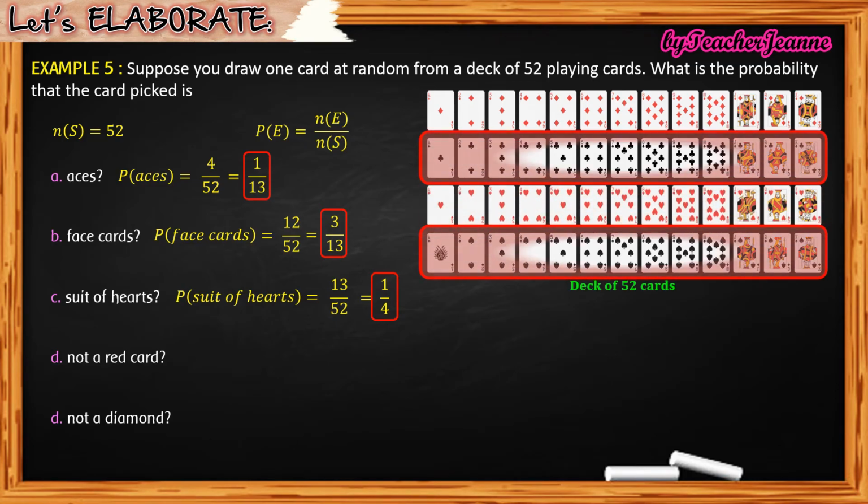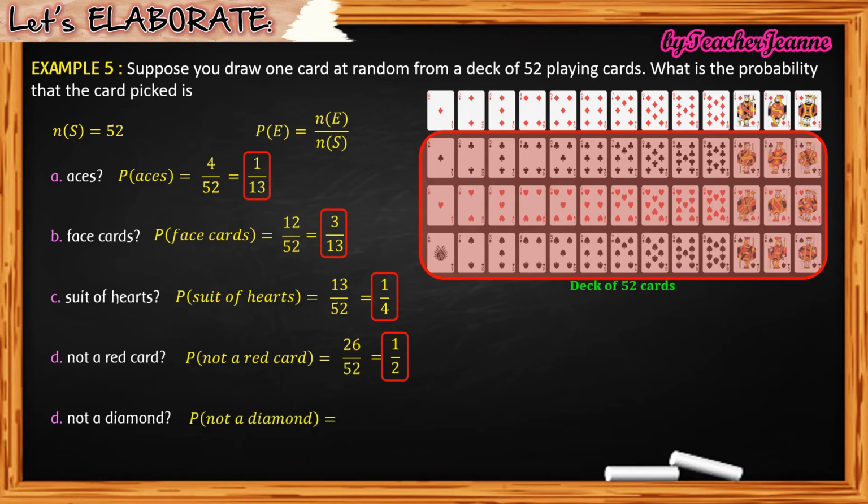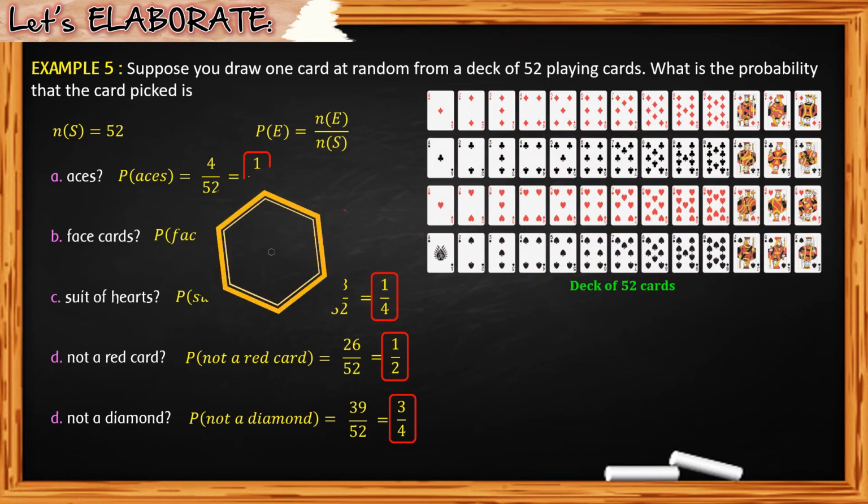For letter D, the probability that the card picked is not a red card, we have 26 over 52. 26 and 52 have the greatest common factor, which is 26. 26 divided by 26 is 1 and 52 divided by 26 is 2. So we have 1 over 2, or 1/2, as the simplest form. For letter E, the probability that the card picked is not a diamond, we have 39 over 52, or 39 out of 52. And the greatest common factor of 39 and 52 is 13. So 39 divided by 13 is 3 and 52 divided by 13 is 4. So we have 3 over 4, or 3/4, as the simplest form.